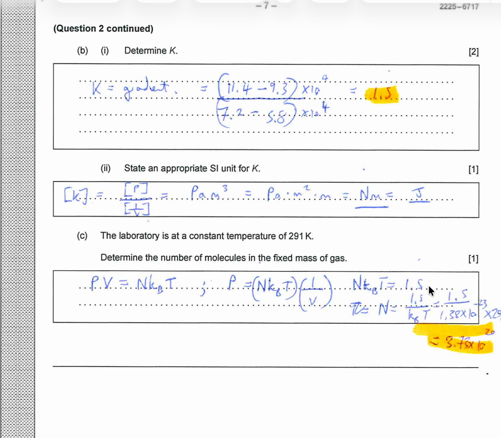So my original capital K value is 1.5. We're going to take that and divide it by the Boltzmann constant and the temperature. 1.38 times 10 to the minus 23 times 291, which gives you a number, in my case, 3.73 times 10 to the 20. Now I've highlighted that in orange because that's not the same as in the mark scheme. It's absolutely fine. You can get a different answer.